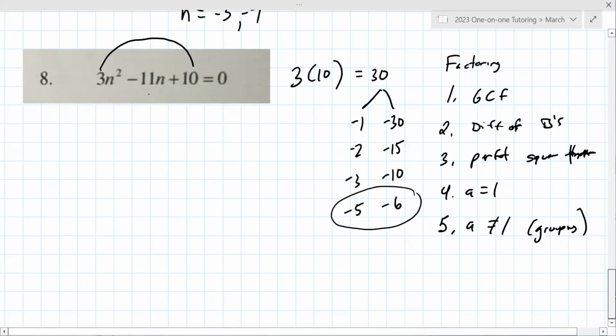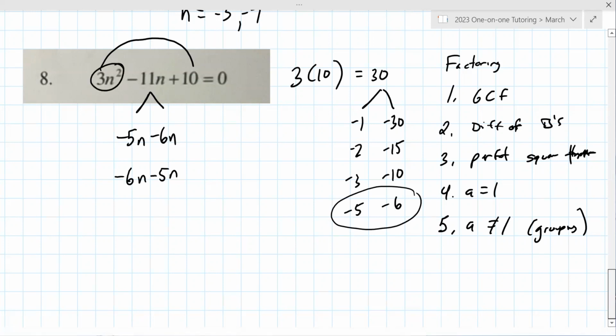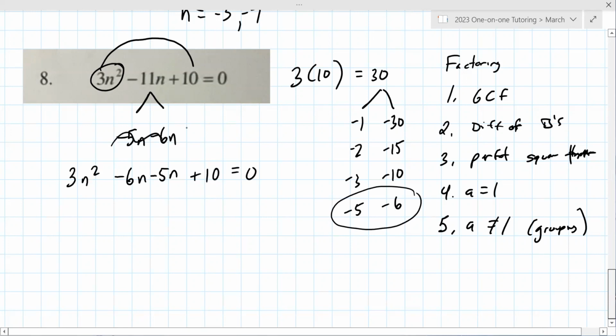Now we have a choice. Remember, we're breaking this one apart. We can write -5n minus 6n, or -6n minus 5n. But remember, you're pairing it with the 3n squared. So which do you feel like pairs better? -6. Yeah, so we're going to use that second one there. I would agree.